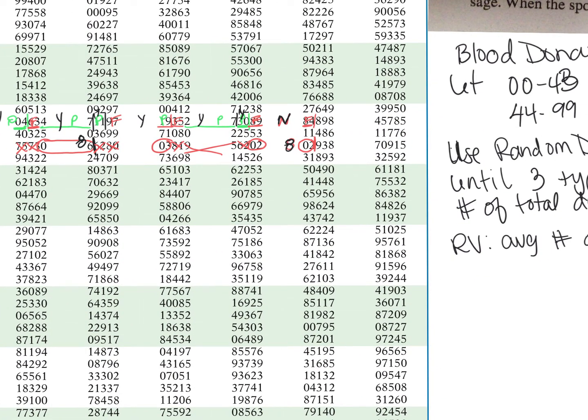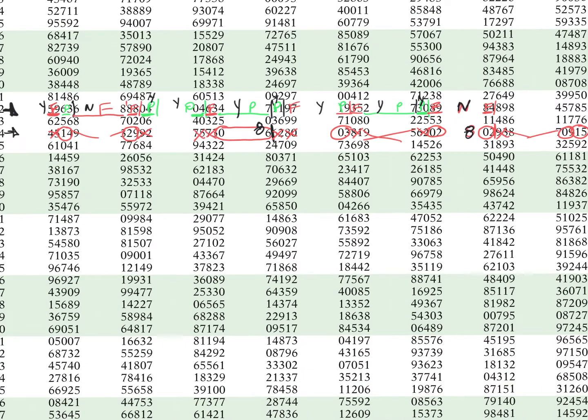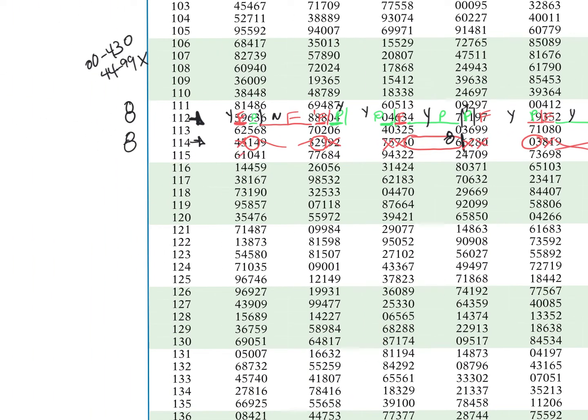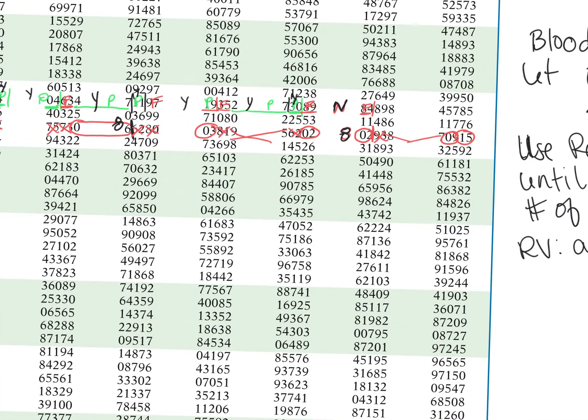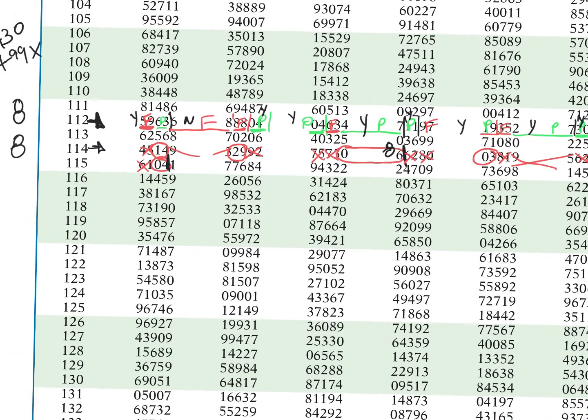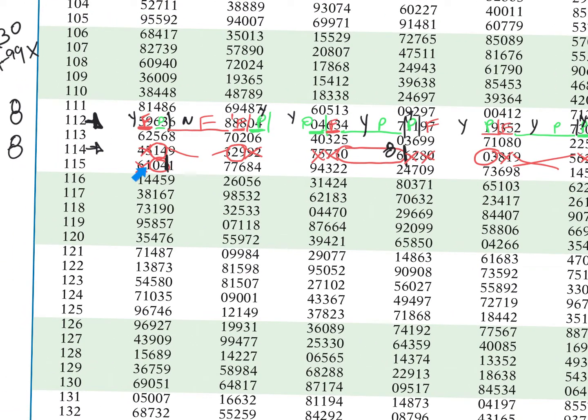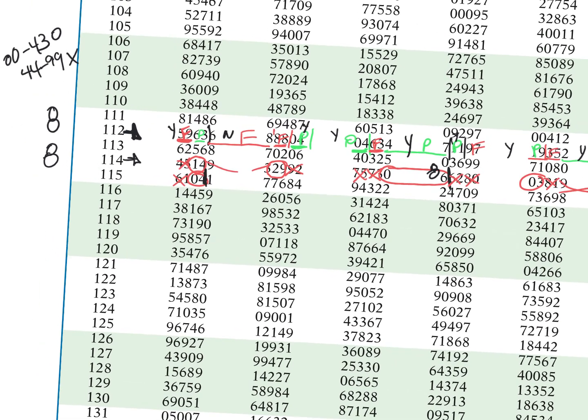Do it again. 93 is an X, 87 is an X, 9 is an O, 15 is an O. We'll go to the next line. 61 is an X, 4 is an O. So that's the end of that trial. It took 1, 2. Let's go back. Where was it? 1, 2, 3, 4, 5, 6. So we're going to write 6.